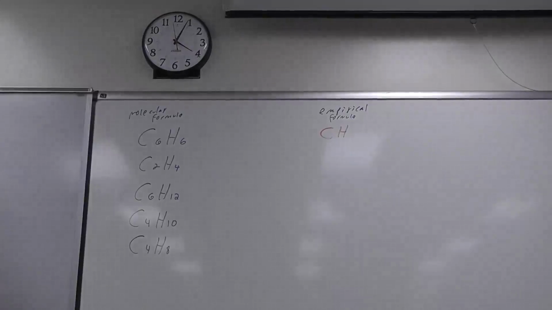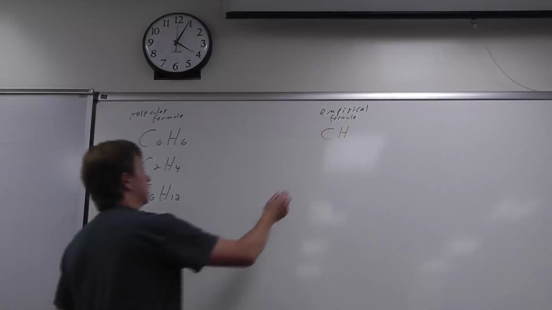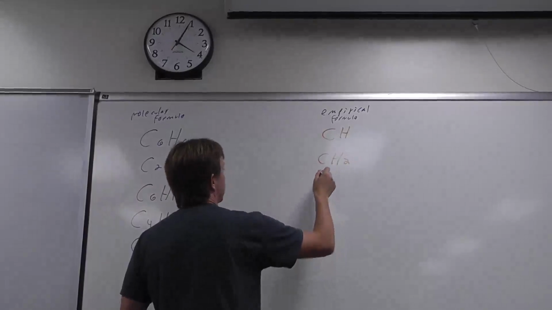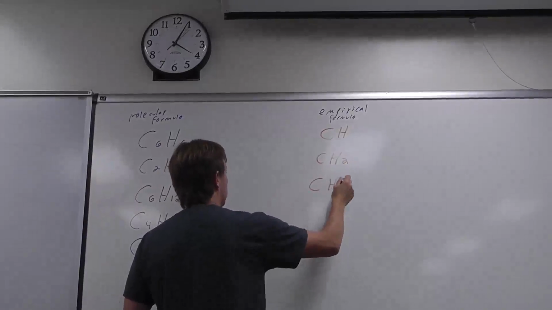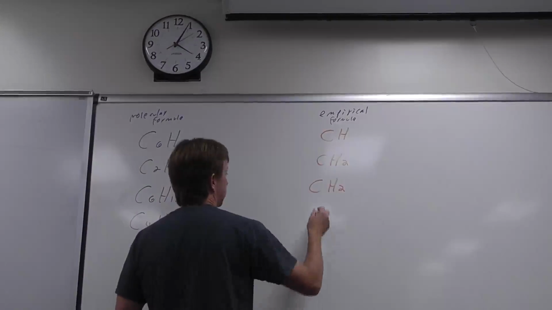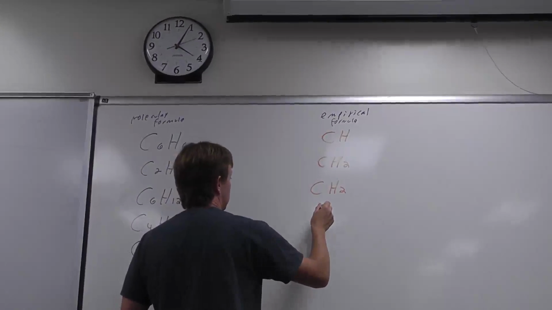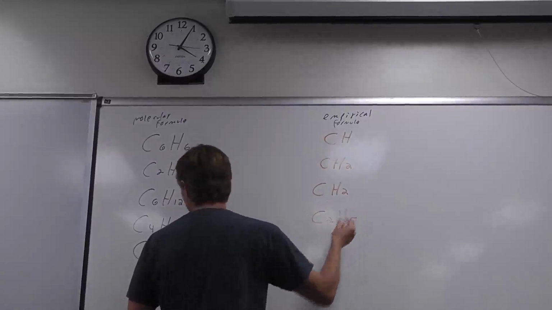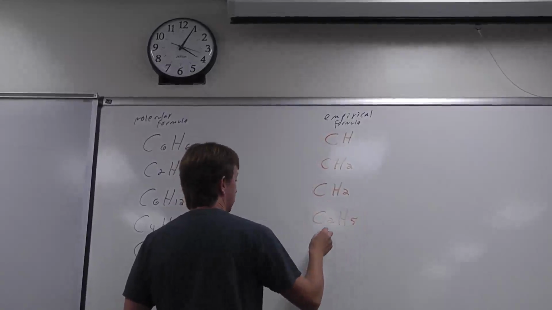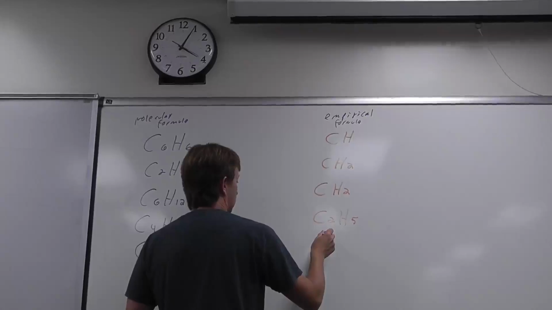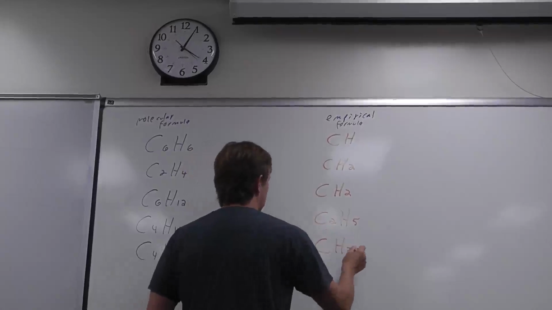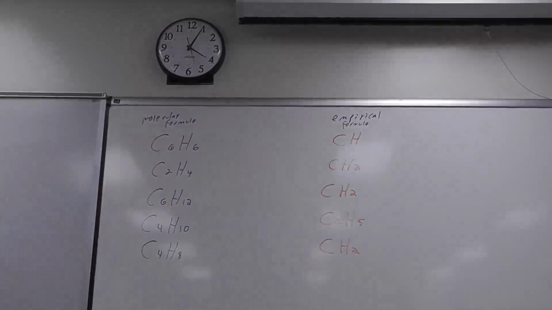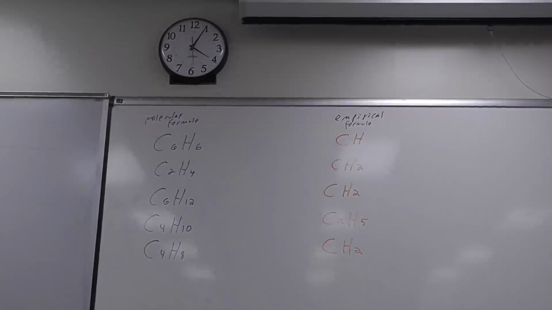What about C2H4? CH2. C6H12. CH2. C4H10. C2H5. And C4H8. CH2. All right. That's converting molecular formula to empirical formula.